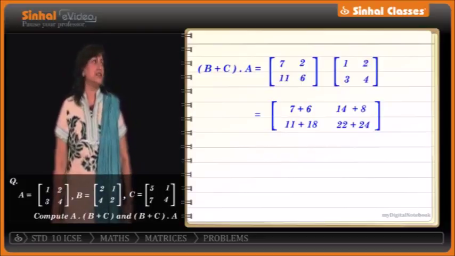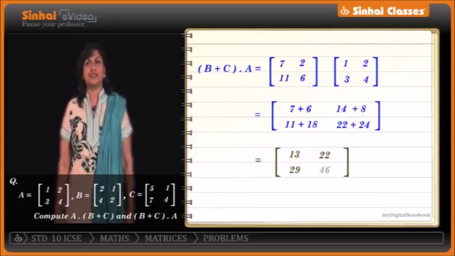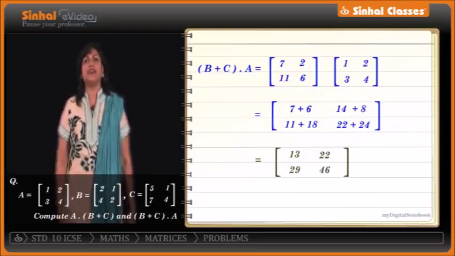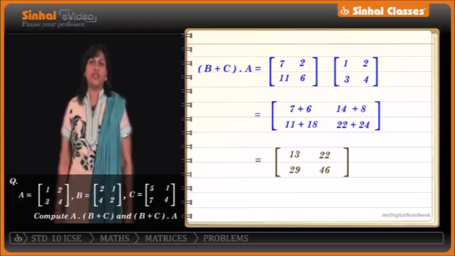Now we simplify this as 13, 22, 29, 46. So here we observe that A into B plus C is not the same as B plus C into A. The simple reason for this is matrix multiplication is not commutative.